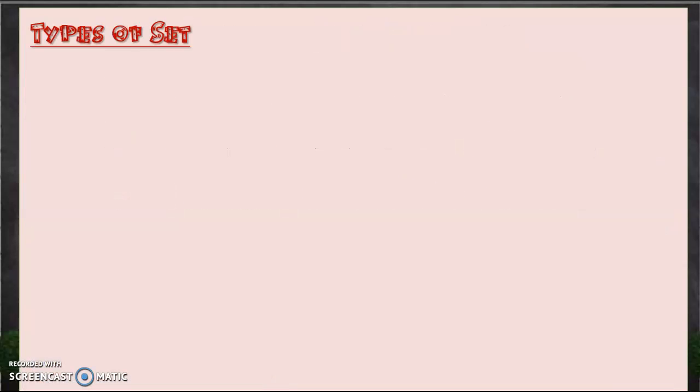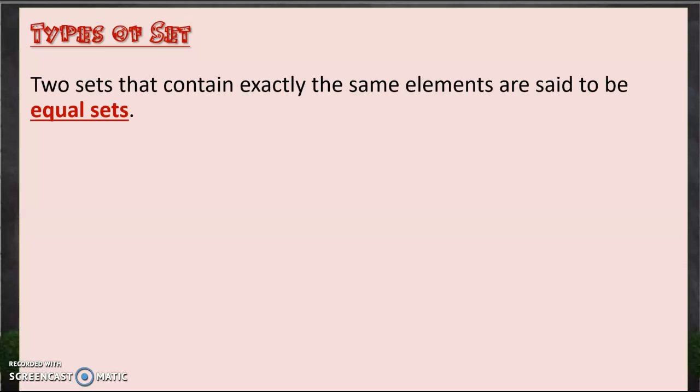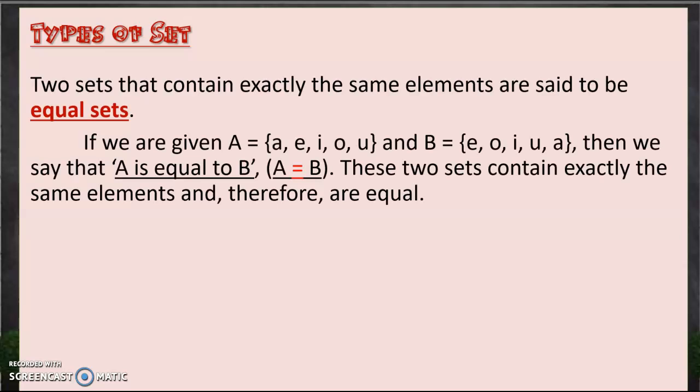Again, the types of sets. Two sets that contain exactly the same elements are said to be equal sets. If we are given set A is A, E, I, O, U and set B is E, O, I, U, A, you just change the order of the elements. Then we say that set A is equal to set B. These two sets contain exactly the same elements and therefore are equal.